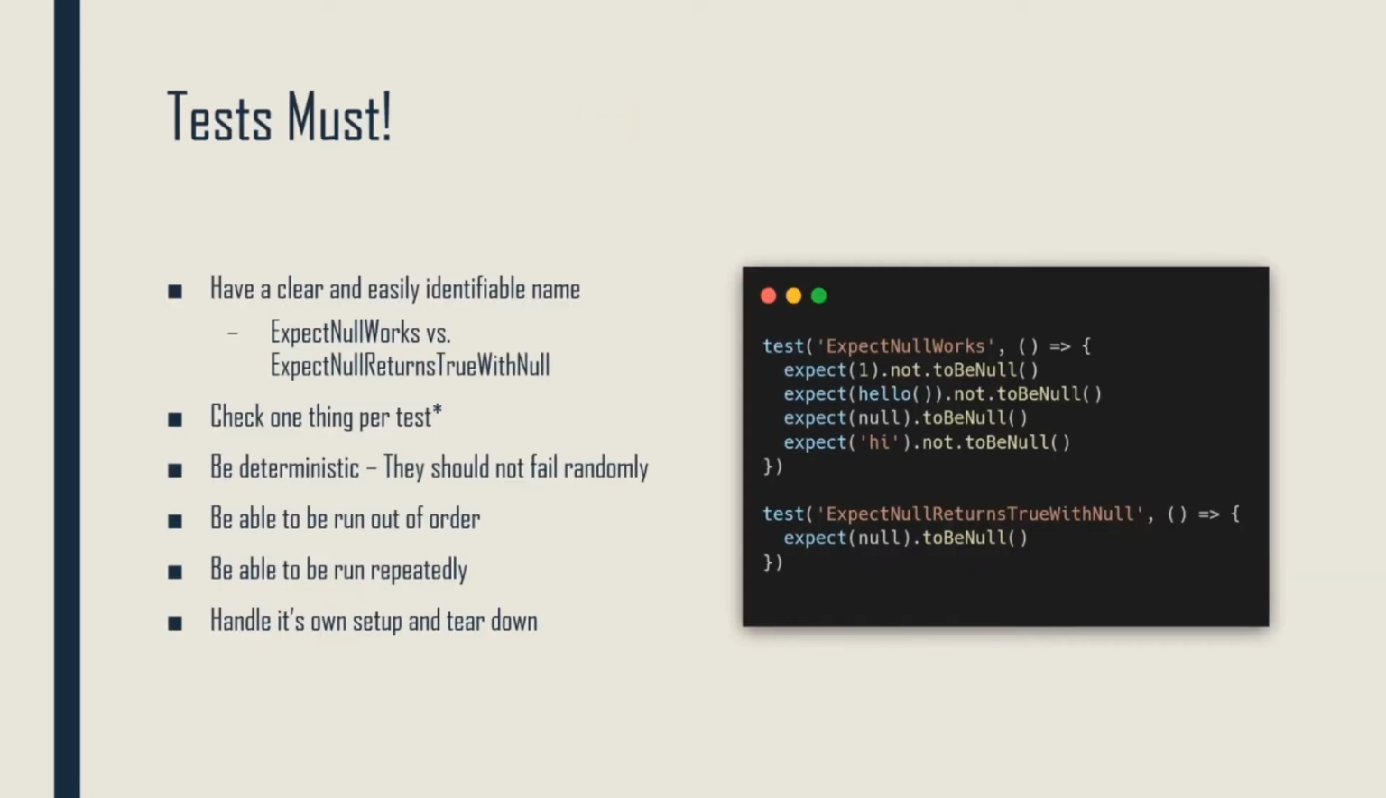Tests must have a clear and easily identifiable name. So for example, instead of "expect null works," use "expects null returns true with null." This is so that if it fails, it's very easy to see in the logs why it failed. You want to avoid these big test functions that are filled with tons and tons of things testing one feature over and over again. You want to usually check one thing per test.